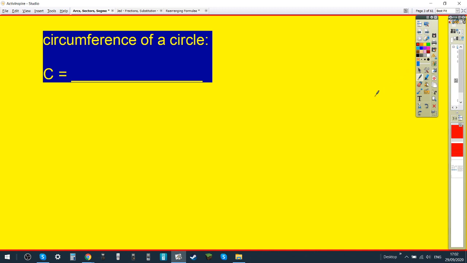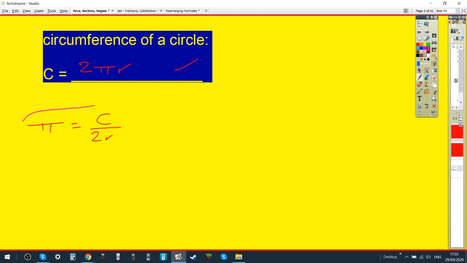Circumference of a circle. Do you know the formula? No. It is 2 times pi times radius. Do you know where pi comes from? Formula for pi or something like that? No. It is circumference divided by 2 times radius, or diameter. And so if you multiply both sides, that's where that thing comes from.